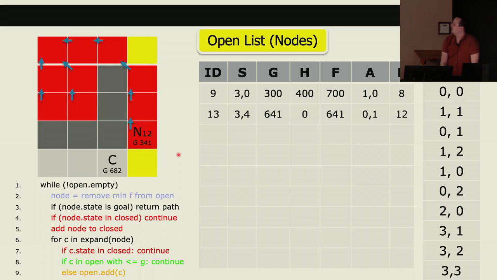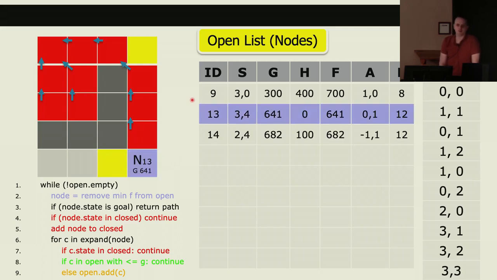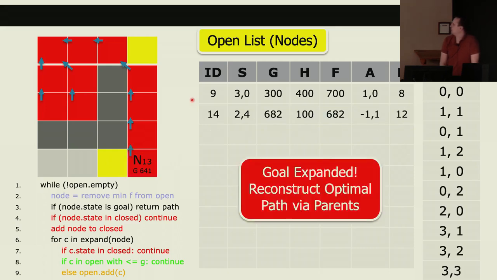So only at this point, now this is another child that I generate here, and then only at this point where I take this one that happens to be the goal from the open list. Now the goal has been expanded, right? The goal has been taken from the open list. Now I can go through the parent pointers and find the path to the goal. All right, and we know how to do that now.